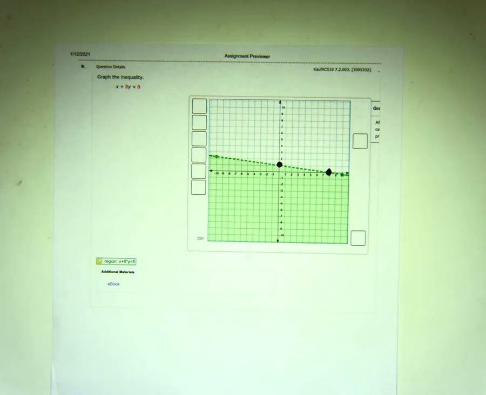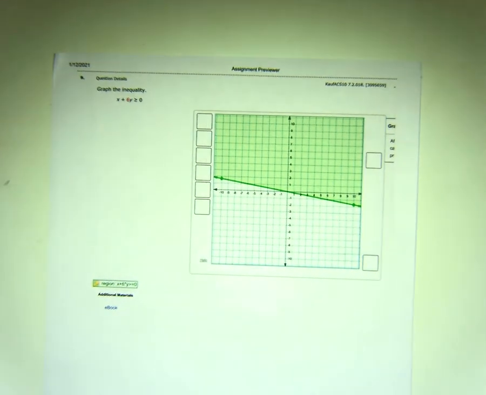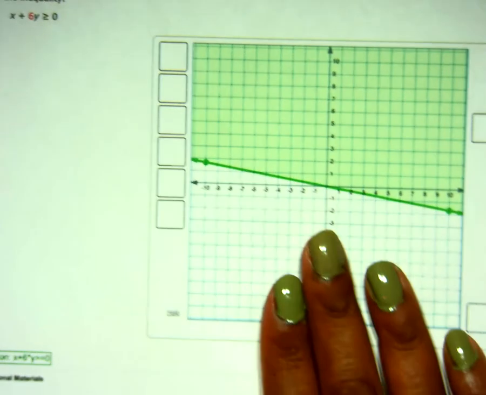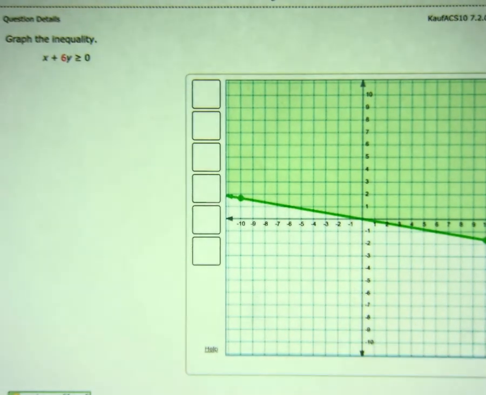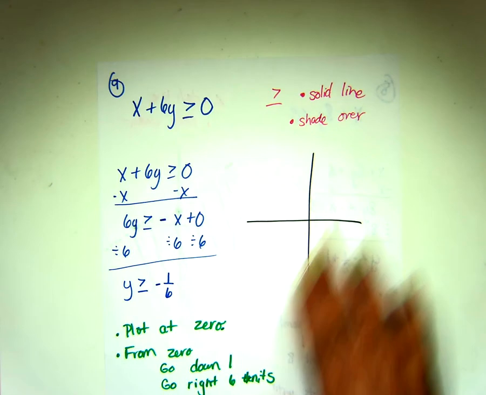We have yet another inequality. This time around it's a greater than or equal to. So let me zoom in. Now because it's a greater than or equal to, we're going to assume that we're going to shade up. And it's going to be a solid line because it has half of that equal sign. So let me show you. I'm going to go back to this graph in just a moment. So here we go.